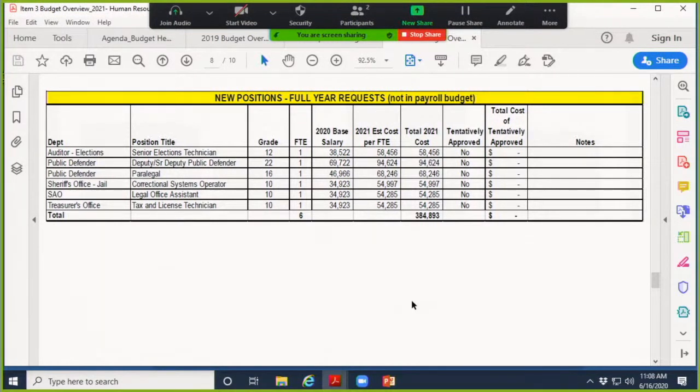What about the senior public defender attorney position in the public defender's office? Is there anybody who'd like to speak out in support of that? That's the promotion, correct? No, it's a new position, a new attorney position. Oh, okay. It's the $94,624 cost. I don't favor it, is all I can say.